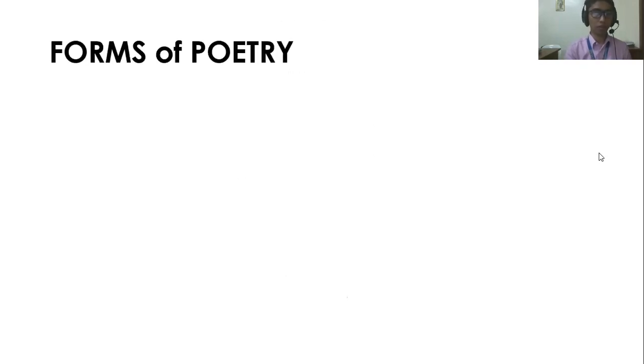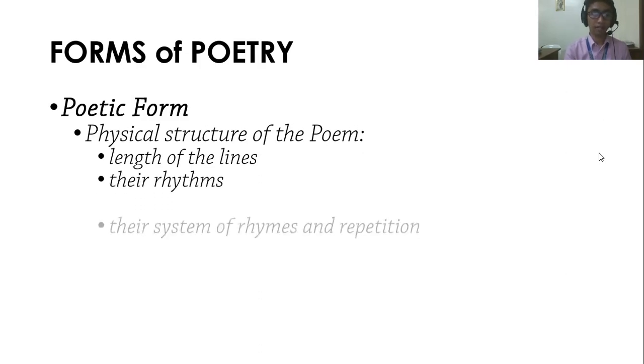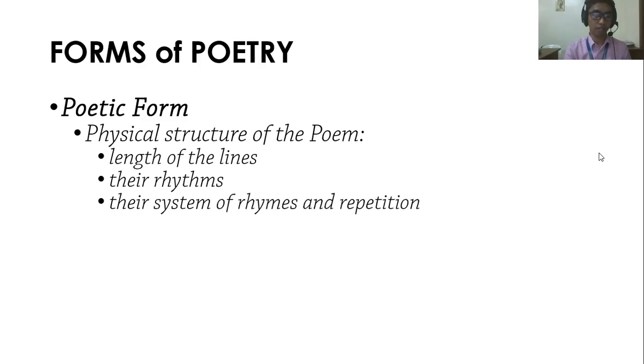So, forms of poetry. The first one here, by the way, poetic form, according to the Poetry Archive, can be understood as the physical structure of the poem. Physical structure would mean, number one, we'll consider the length of the lines, their rhythms, and their system of rhymes and repetition. These are the physical structure of the poem.